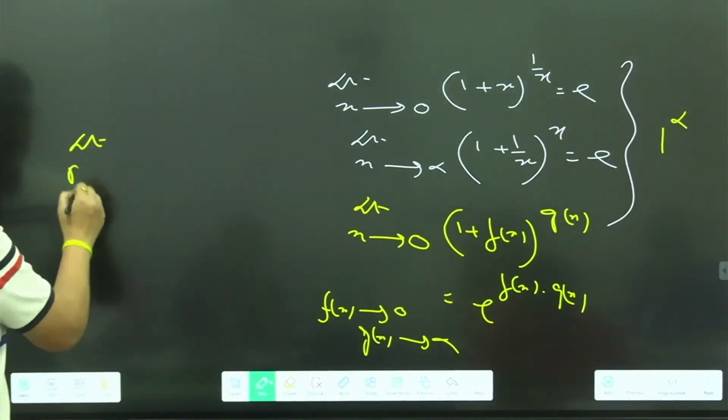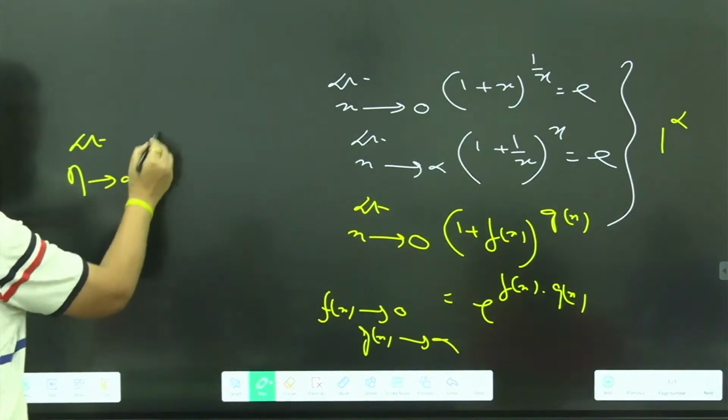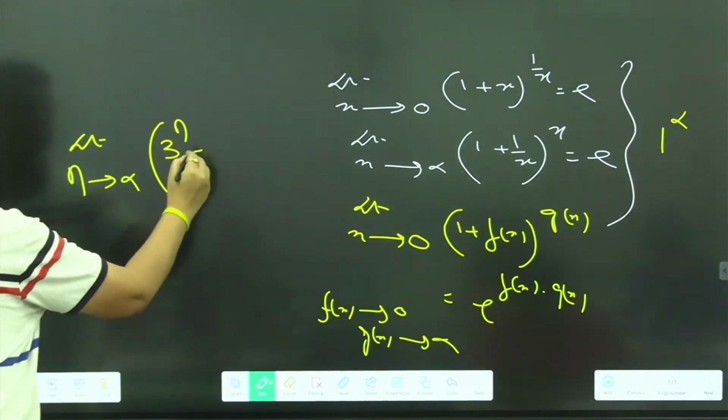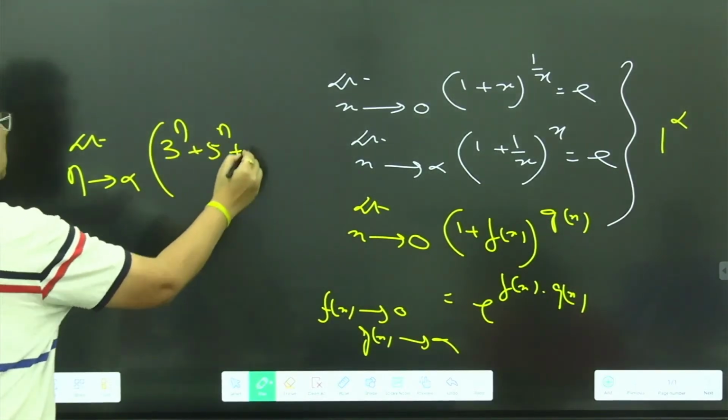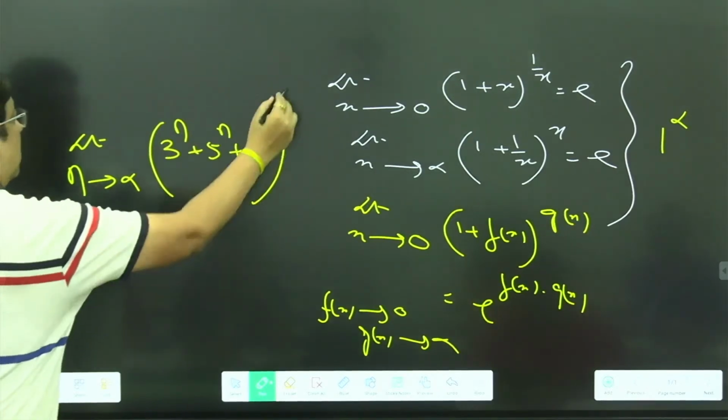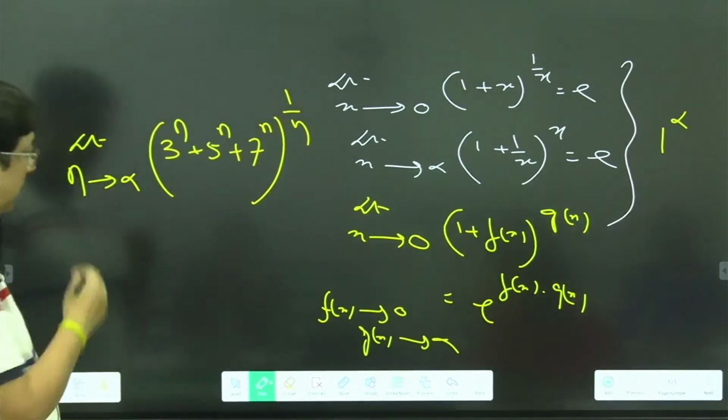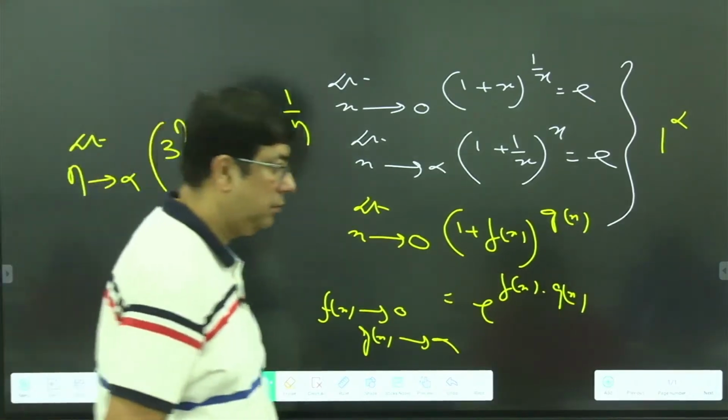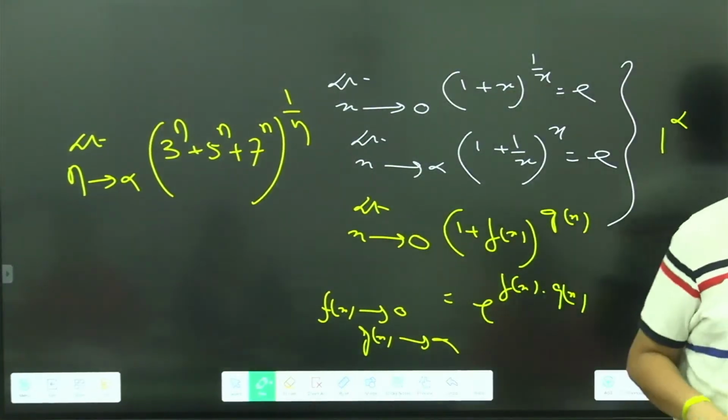Limit n tends to infinity, (3 to the power n plus 5 to the power n plus 7 to the power n) whole to the power 1 by n. What to do? Think and tell me.